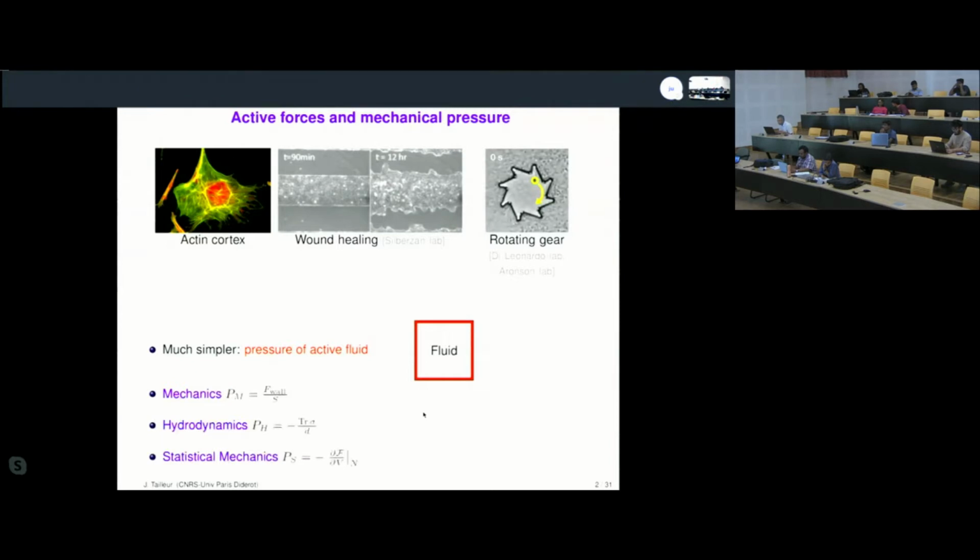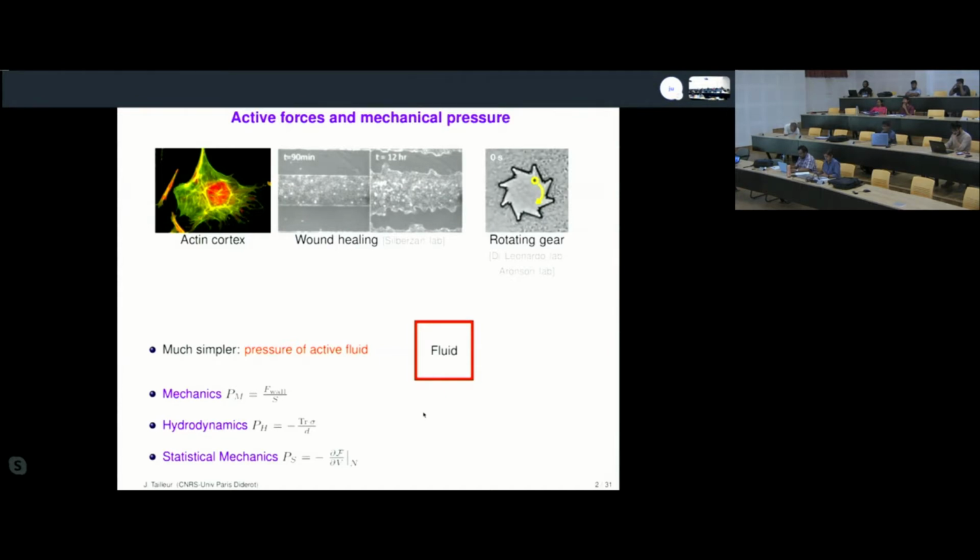So you can play a game. When you go back to your labs, you can start asking your colleagues who are not in this talk, what is pressure? And you'll see that you get a whole bunch of different answers. If you have people who have, say, either a general physics background or engineering background, typically what they'll tell you is that pressure is the force per unit area that the fluid exerts on its container. And that was pressure for me before I started working on that project.